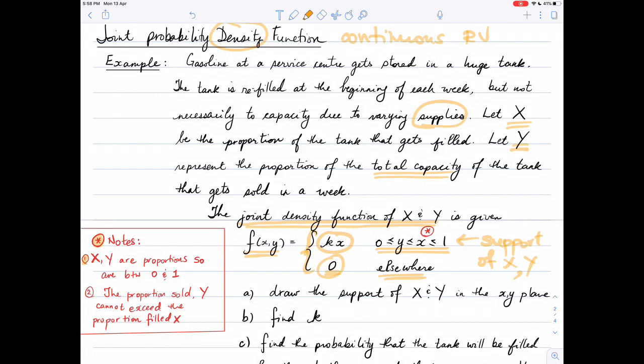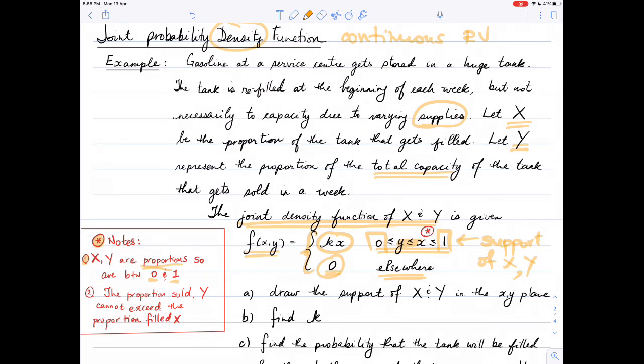First of all, x and y are proportions, and so they should be between 0 and 1. So that explains the lower value here and the upper value there. They are proportions, and so they're between 0 and 1. Well, why this middle part? Why?